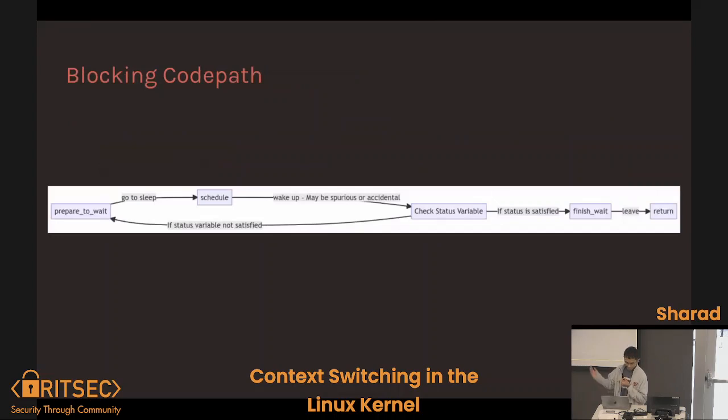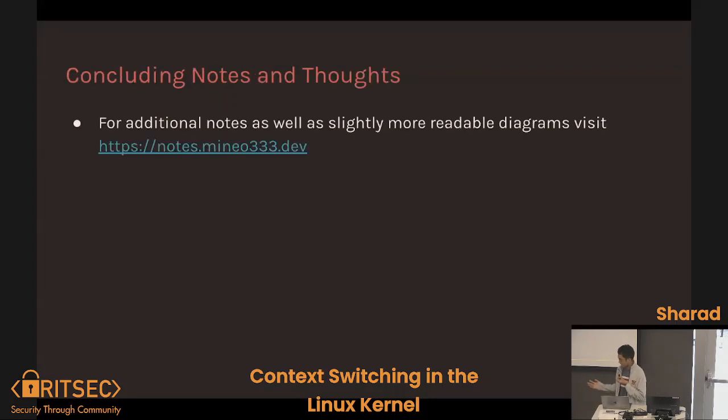So here's the blocking code path. This is how you block in the Linux kernel. You run this thing called prepare to wait, then you hit schedule, and eventually you'll get woken up. Sometimes it might be accidental, or spurious, as they say. Then you check the status variable. If the condition is not satisfied, you just go again. If it is, then you just leave. So those are all the types of context switches, and that's the main code path for how it works in the Linux kernel.